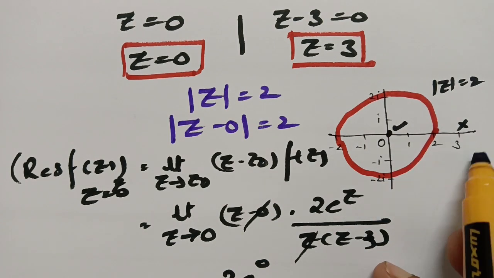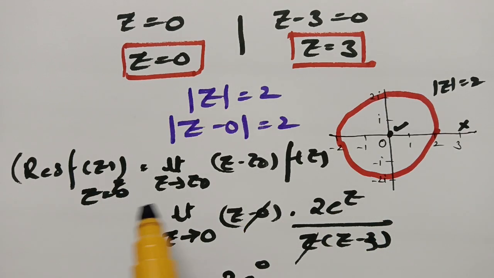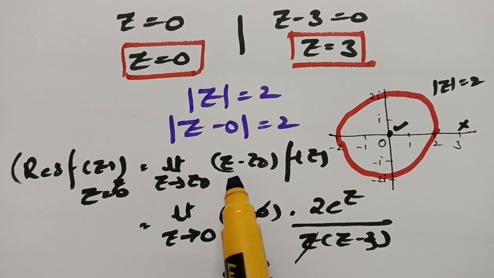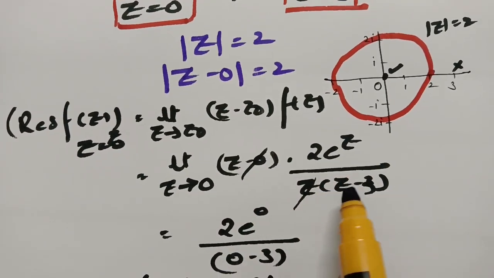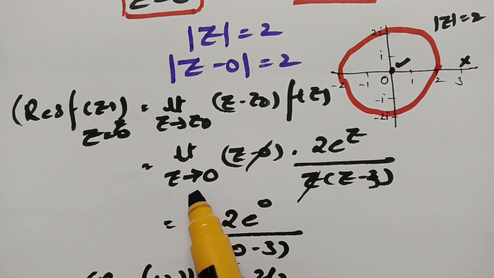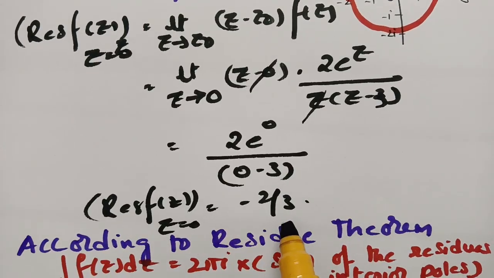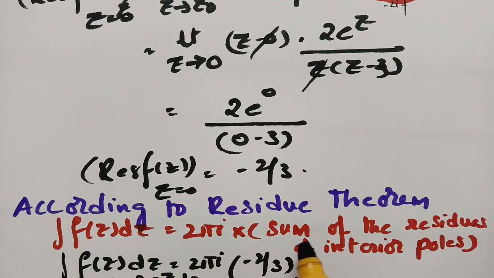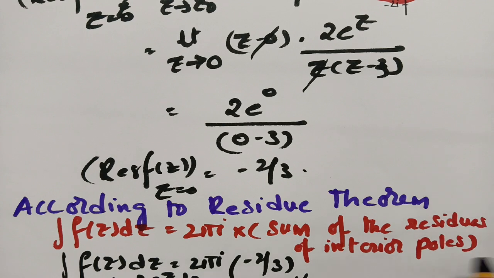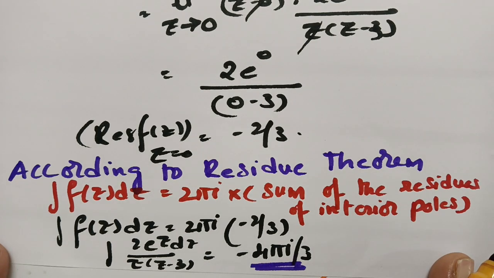So we have to leave the outside pole, and the residue at z = z0 has the formula: limit as z tends to z0 of (z - z0) f(z), that is (z - 0) f(z). After cancelling z, we substitute z = 0 in the rest of the function, and this is minus 2/3. According to the residue theorem, the integral of f(z) dz is 2 pi i times the sum of the residues of the interior poles, that is 2 pi i times minus 2/3. This is nothing but minus 4 pi i by 3.